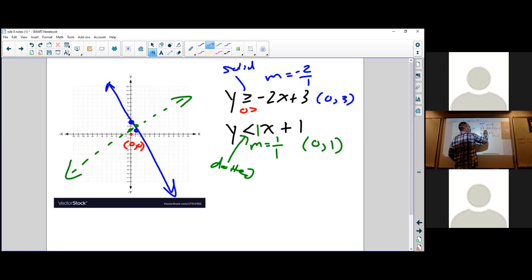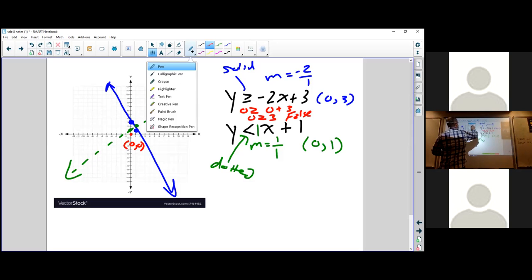Okay, so I'm going to get 0 is greater than or equal to -2 times 0, which is 0. 0 plus 3, so is 0 greater than or equal to 3? It's greater, right? Or is it not greater? It's not. 0 is less than 3, right? So that's false. What color line was this one? Blue or green? Blue. So I'm going to shade the other side.